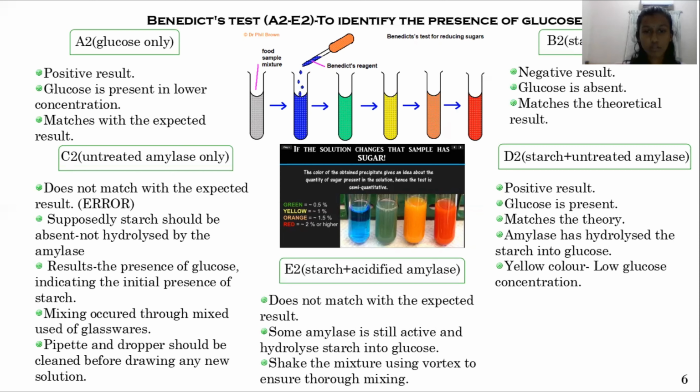And now the final one is the E2, which contains starch and acidified amylase. This experiment does not match with the expected result too. Some amylase here is still active and hydrolyzed the starch into glucose. That is why we got a positive result. To prevent this from happening, we would like to suggest shaking the mixture using the vortex to ensure thorough mixing, and this would ensure that the amylase is completely inactive due to the acidic condition.